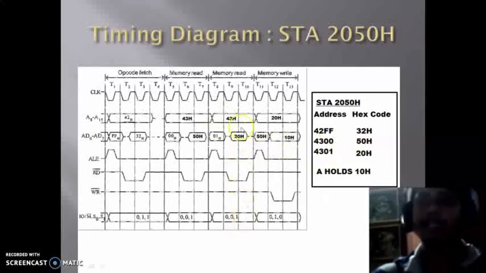And here a similar operation, the first memory read, is going on. Next, after fetching the address, the data from the accumulator will be sent to this 2050H address, which means the write operation will happen. So to write 8 bits of data into a memory, we need 3 T states, that is T11, T12 and T13.